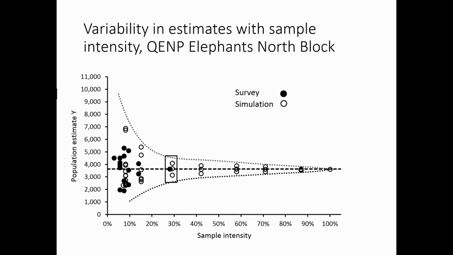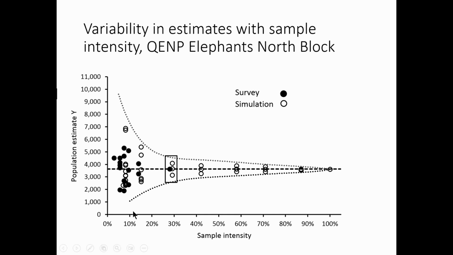Now, what happens if you try to reduce your sample intensity to cut costs? You only have a certain amount of money to do this. You can only keep the plane in the air for so long, because no one's paying for it to be in the air any longer than that. This is the variability in estimates with the sample intensity in Queen Elizabeth National Park in Uganda, in one block, which is actually one of the highest density blocks for elephant in the world. It's 1,000 square kilometers, and elephants are at 3.3 elephants per square kilometer.